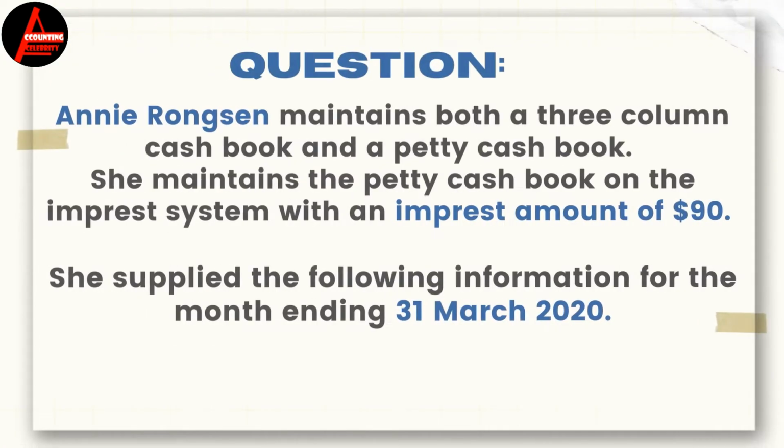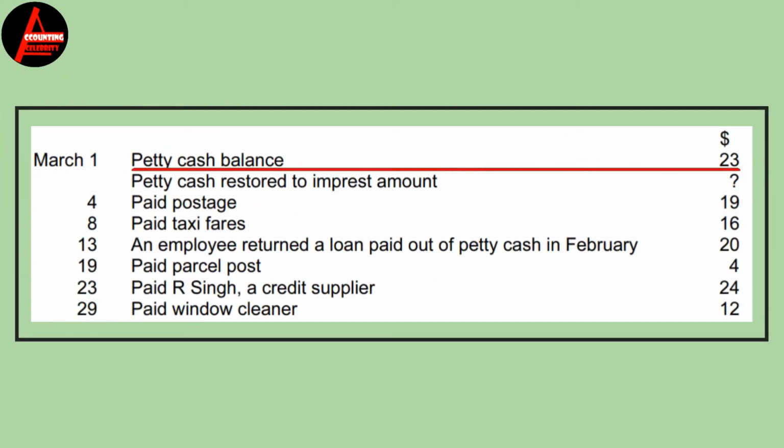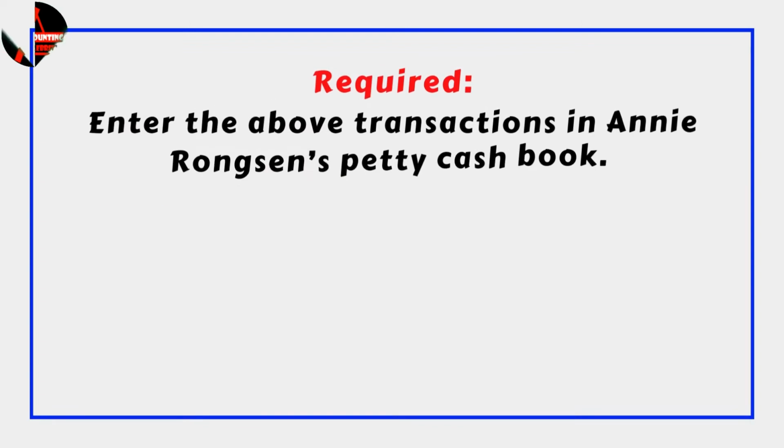Annie Rongsen maintains both a three-column cash book and a petty cash book. She maintains the petty cash book on the Imprest system with an Imprest amount of $90. She supplied the following information for the month ending 31st March. Here we have some transactions. Let us have a look at that once again. March 1st, we have petty cash balance 23, and petty cash restored to Imprest amount is a question mark. Then there are some more transactions.